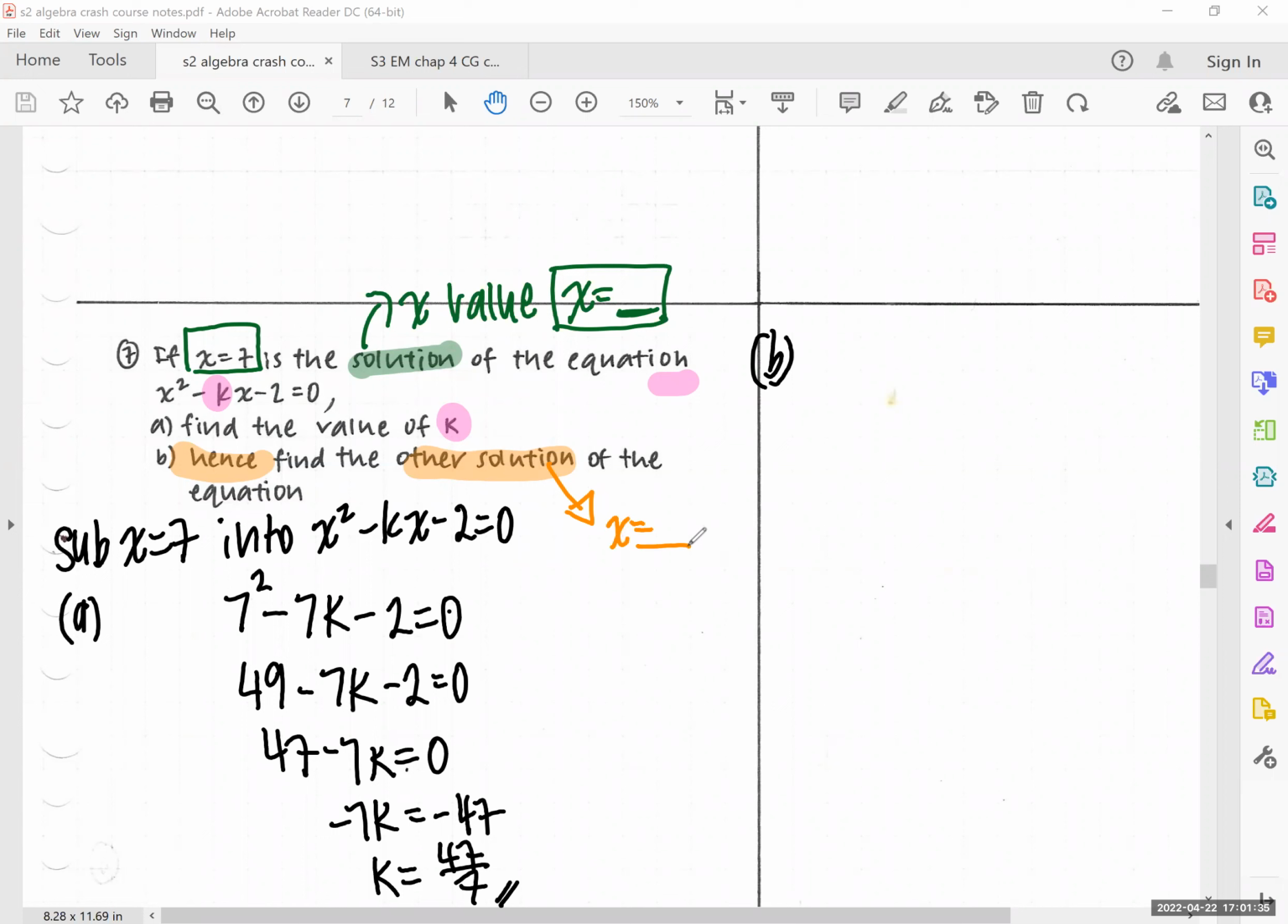Exactly. So how do we go about finding x? So what do we have to do? There's a reason why they ask you to do part A. Very good. So sub what again? k is equal to 47 over 7. So sub k equal to 47 over 7 into where? Into x squared minus kx minus 2 equals 0. Yes. So now what do I write?